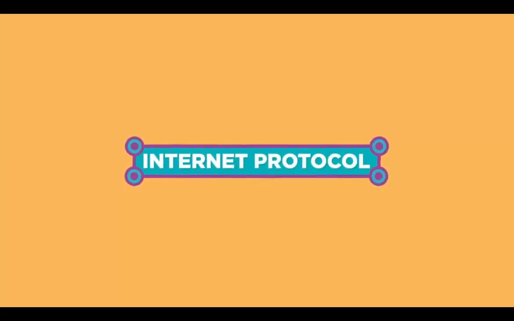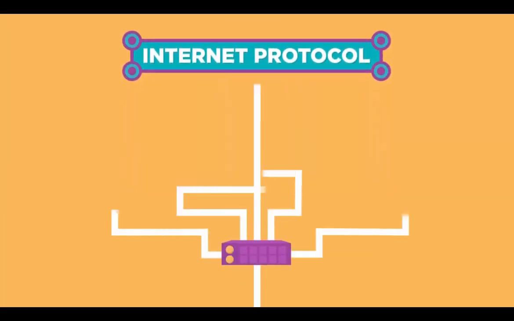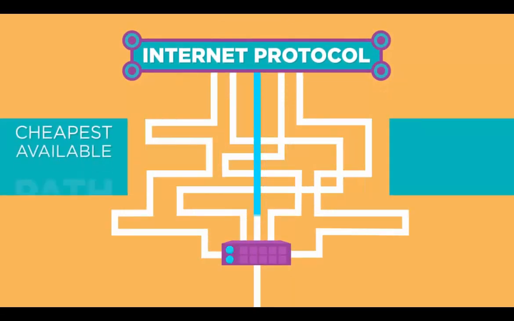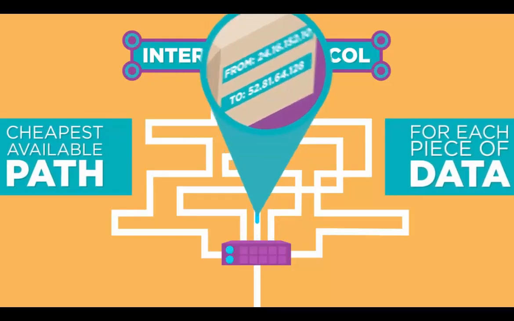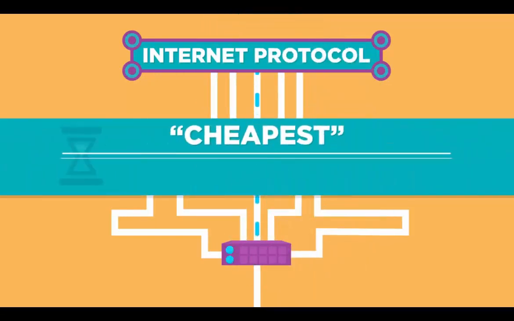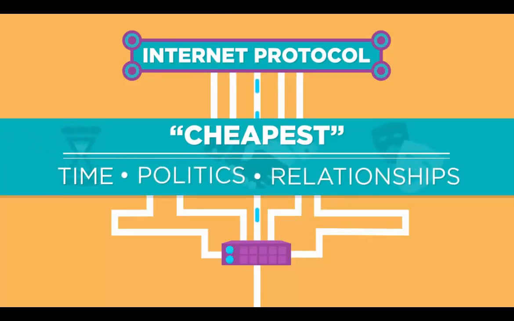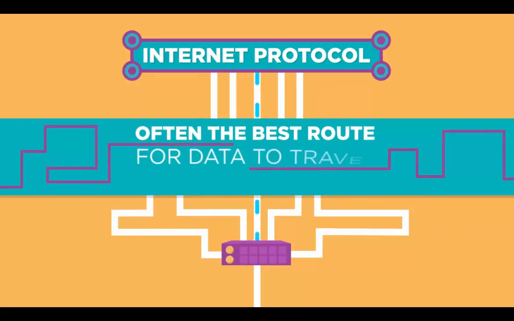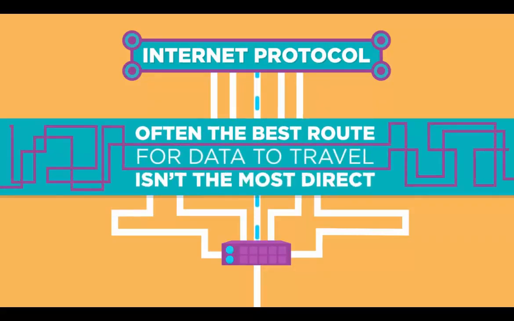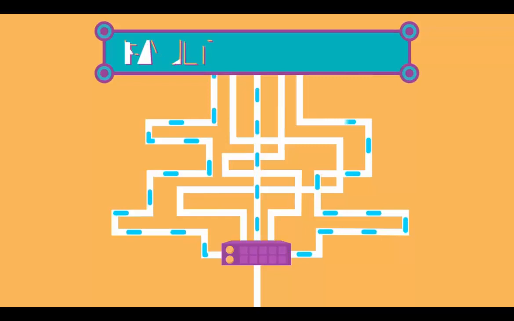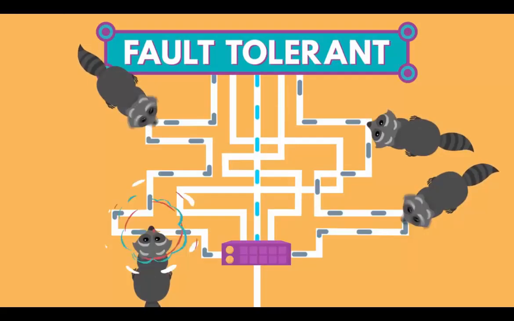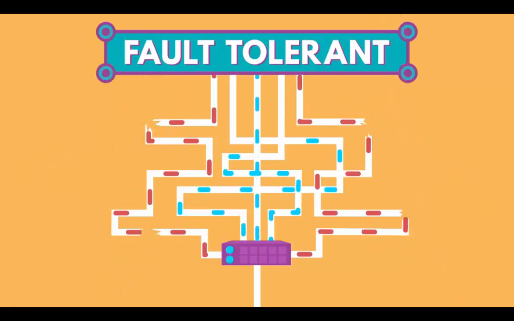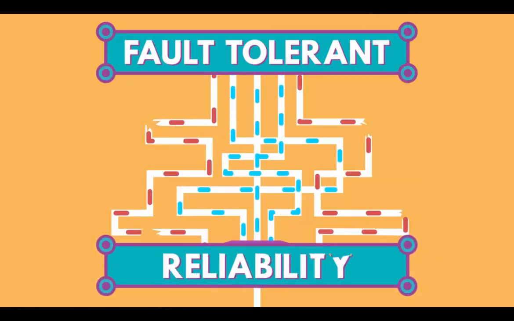As part of the Internet Protocol, every router keeps track of multiple paths for sending packets, and it chooses the cheapest available path for each piece of data based on the destination IP address for the packet. Cheapest in this case doesn't mean cost, but time and non-technical factors such as politics and relationships between companies. Often the best route for data to travel isn't necessarily the most direct. Having options for paths makes the network fault tolerant, which means the network can keep sending packets even if something goes horribly wrong. This is the basis for a key principle of the internet: reliability.